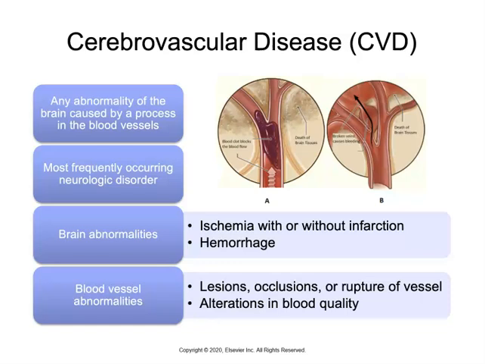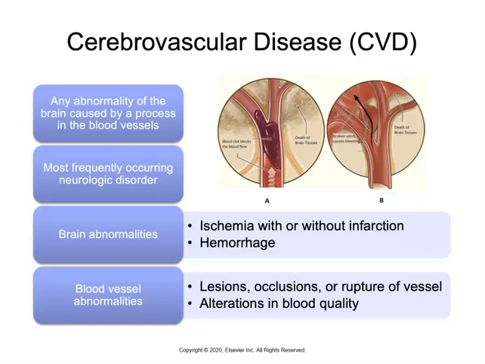And other times, underlying blood vessel issues could include lesions, which refers to an abnormal growth or malformation within the blood vessel, while a blood vessel occlusion is referring to a blockage within that blood vessel, and a rupture, of course, refers to a burst or a tear within the blood vessel that could cause bleeding from the damaged area. And we can also have changes in blood quality, such as a clotting disorder or inflammation.